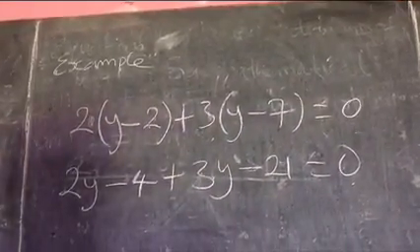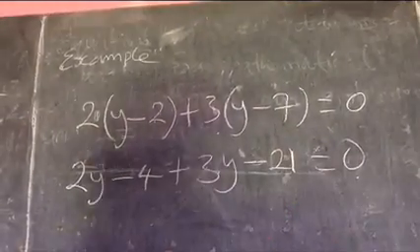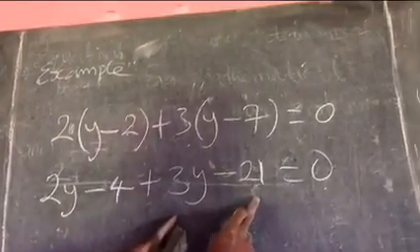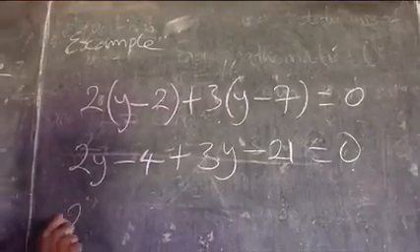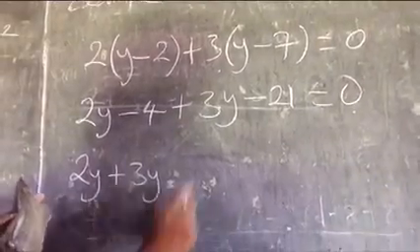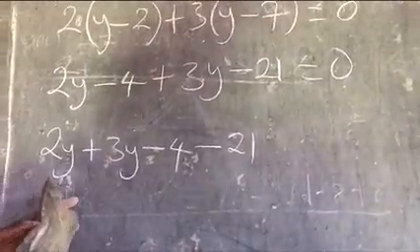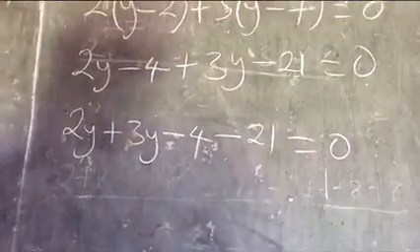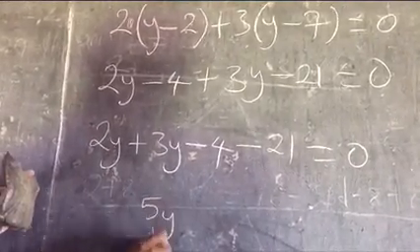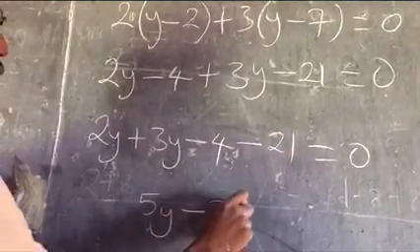Right? Okay, at the top 27, they wrote 21, right? So we will collect numbers. Then we will collect letters. So we will do 2y plus 3y like this, right? Minus 4 minus 21, right? That one will give me 0. So 2y plus 3y will give me 5y. And then minus 4 minus 21 will give me minus 25, right?